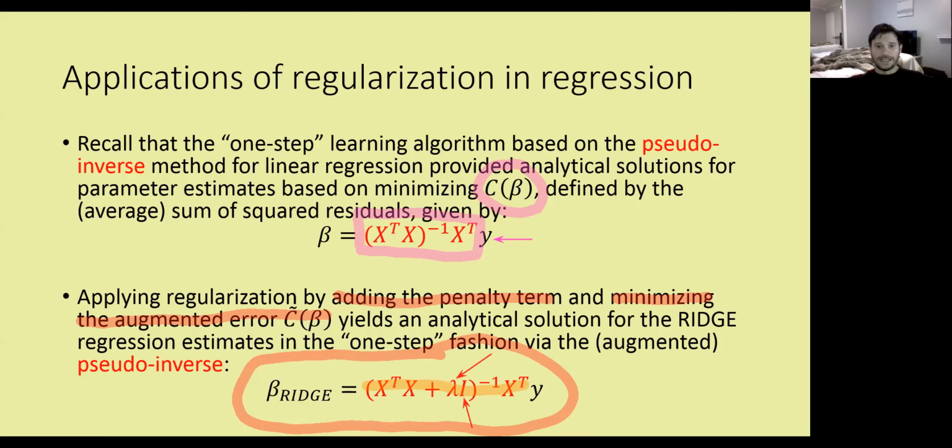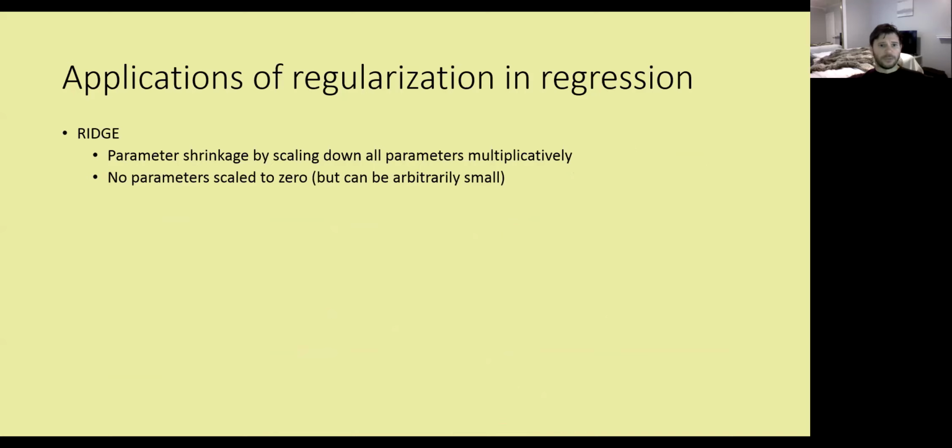Okay, so it should be pretty easy to implement in R or your statistical software package if you can write out the regression in vectorized matrix form and you can compute the pseudo-inverse. Now, there are a lot of other applications of regularization in regression. We looked at the ridge regression estimator, and what this does is shrink our betas by scaling them all down multiplicatively, right?